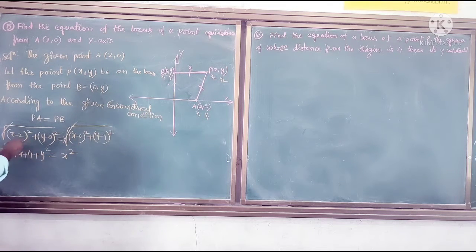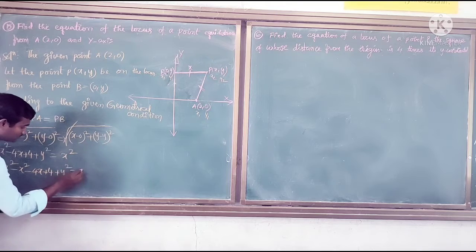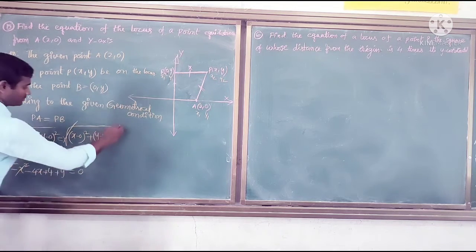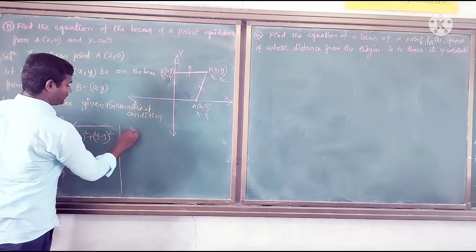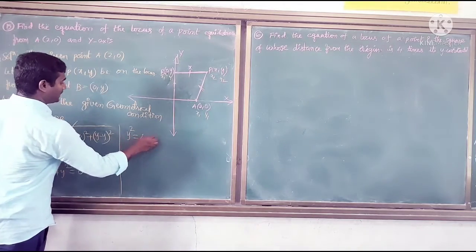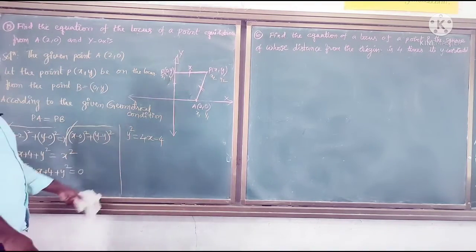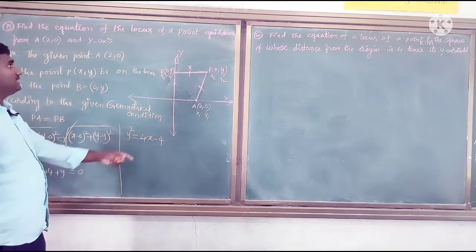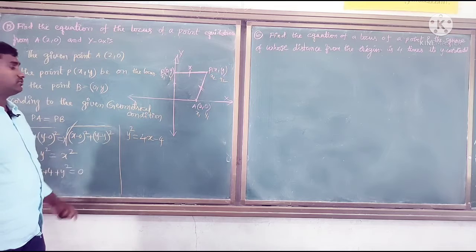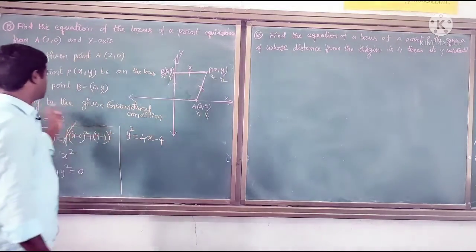So this x square, sending to the left side, it becomes x square minus 4x plus y square equal to 0. So minus x square plus x square cancel. So y square equal to this minus 4x and plus 4, you can transpose to the left side. This minus 4x becomes plus 4x and this plus 4 becomes minus 4. Okay, so this is the required equation of the locus. Therefore, the required equation of the locus is y square equal to 4x minus 4. You can write lastly. Okay, so this is the solution for this question.